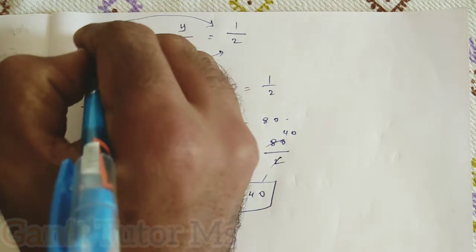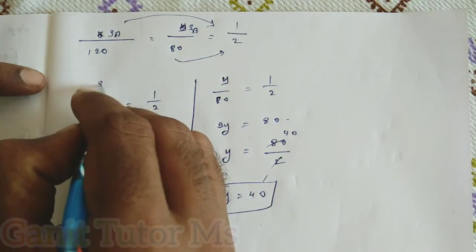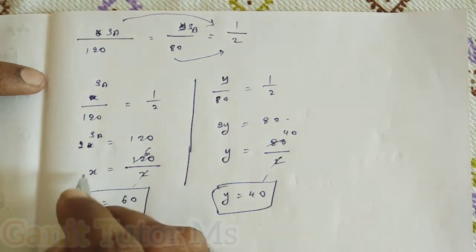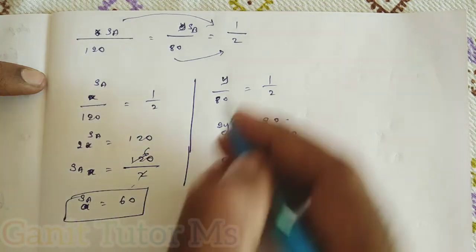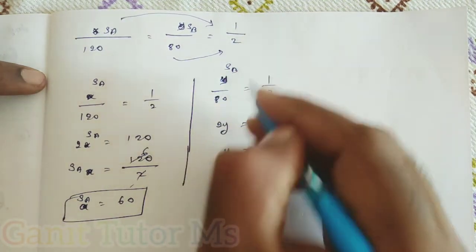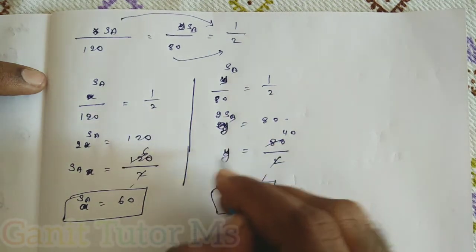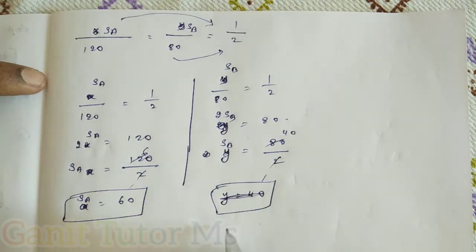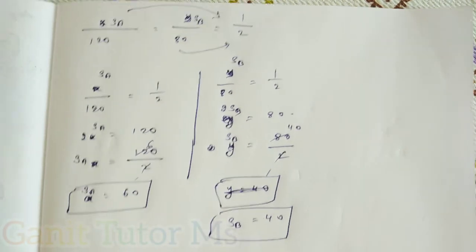The same changes here. SA, it is SB. Here also SA. So, as usual, SA equal to 60. So, we find SA equal to 60. Here also SB. So, 2 times SB is equal to 80. So, here SB equal to 40. Clear? Any doubt? The easy one.